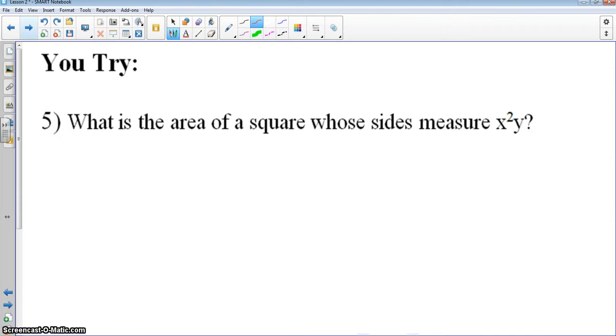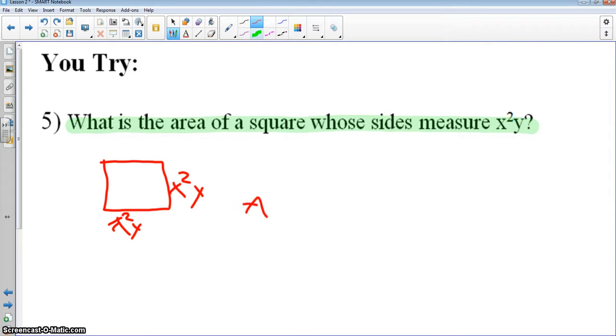So, go ahead and you try this one. Read the instructions and see how you do. All right, so the area of a square whose sides measure x squared y. Well, hopefully you remember that what we know about squares is that all the sides are equal. So if this side here was x squared y, then this side would be x squared y. Now we just have to multiply those sides, so the area would equal x squared y times x squared y.